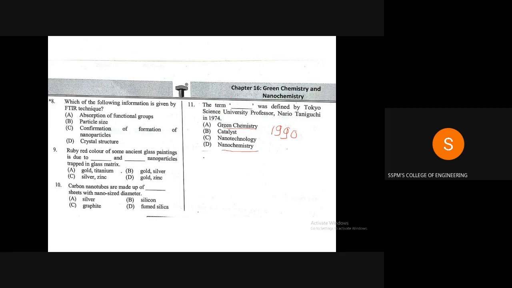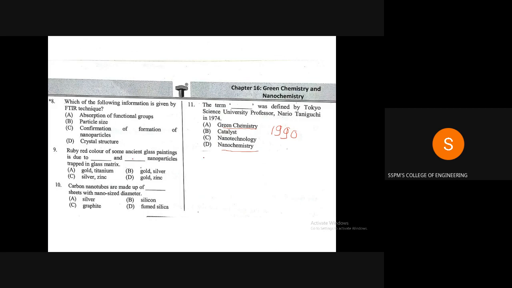Then carbon nanotube, these are some questions which are asked on the nanoparticles, green chemistry and nanoparticles. So you can try to solve these questions. You can take a screenshot of this and try to solve. I will discuss the answers of these questions in the next lecture, because you can try to solve these questions by using this slide.